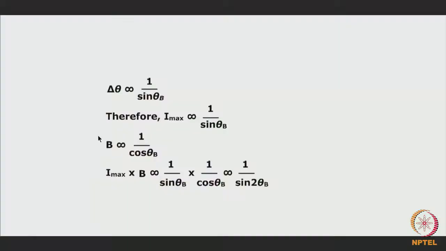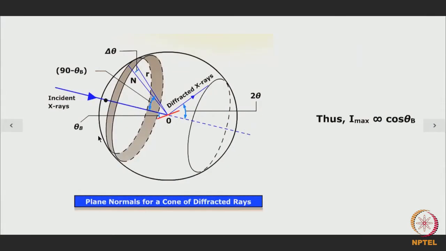Now, let us talk about the second geometrical factor, which is also part of the Lorentz factor. Say for example, we have a sample here and this shows an atomic plane which is poised for diffraction. This is the incident beam, which is incident at an angle of theta b, the Bragg angle, and so this is the diffracted beam of X-rays, this is 2 theta b.